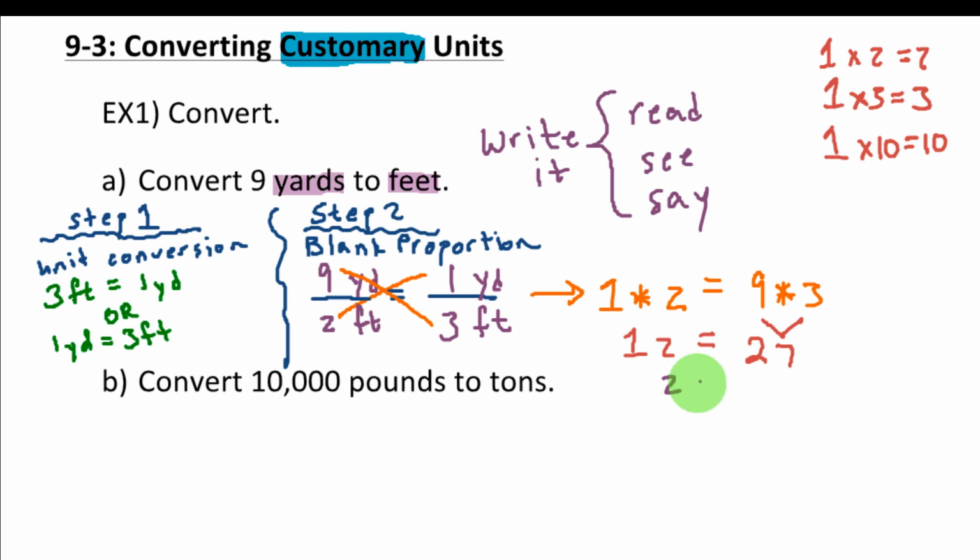And we already know that 9 times 3 is 27, so I'm just going to bring the 27 down. And I'm not 100% done because I need to plug my units back in. Well, we started with yards and we want to convert to feet. So what I'm going to do is plug feet in. And I can see that 9 yards is equivalent to 27 feet. Let's go ahead and box that up.